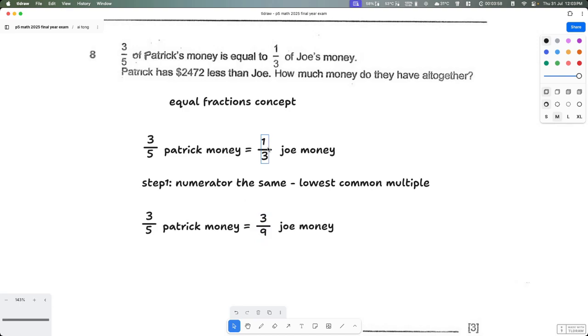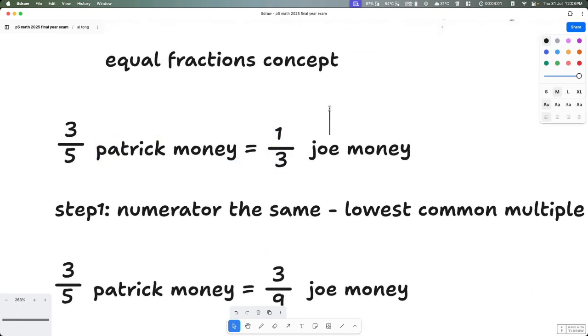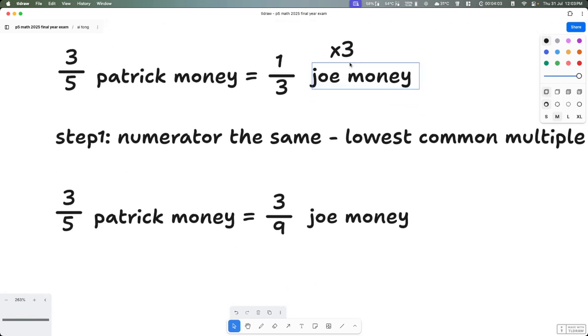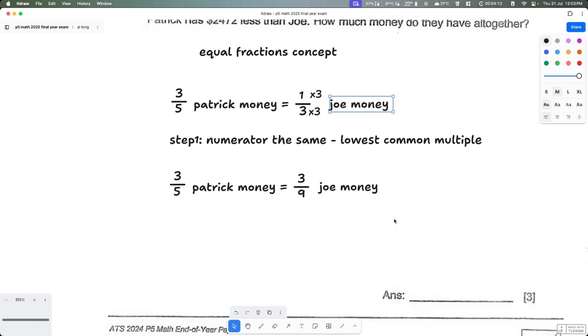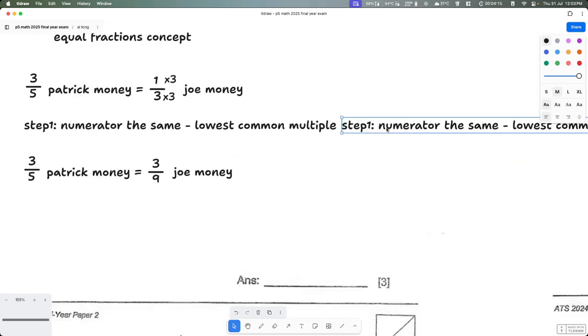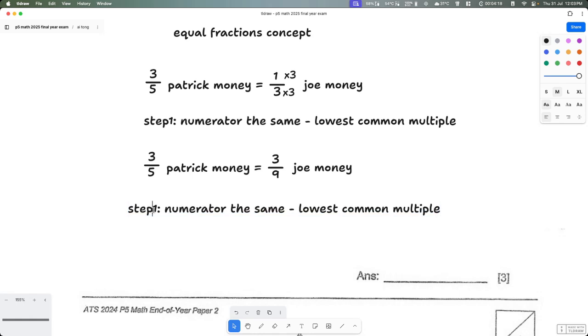Okay, so 1/3 times 3 in this case. So we just multiply this by 3, right? So we multiply this by 3 and multiply this by 3. And this will get you 3 over 9. So what that means is that step 2 is we will convert the denominators to units. So in this case, Patrick has how many? 5 units. And Joe has 9 units.